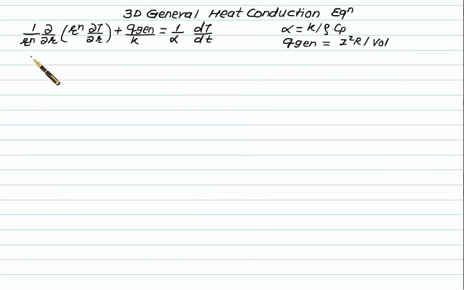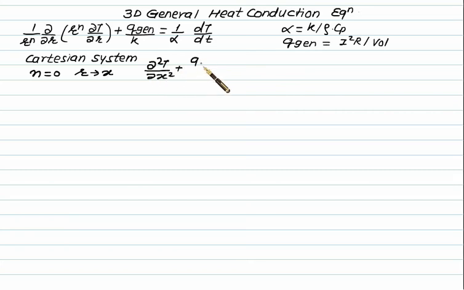For the Cartesian system, you have to put n equal to 0 and replace R by x. So when you put n equal to 0, this becomes 1, this becomes 1, this becomes del x, and this becomes del T by del x. So we get the governing equation as del square T by del x square plus Q generation divided by K equal to 1 by alpha into dT by dt.